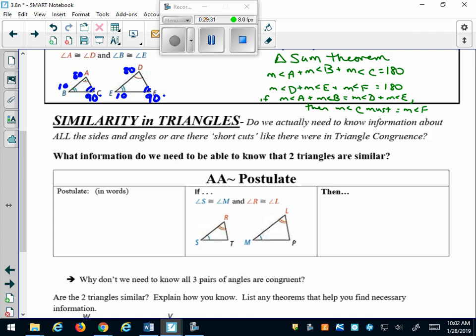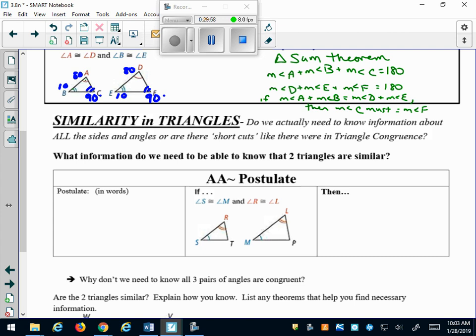So the same thing is going to happen with similarity. In order to prove 2 triangles are similar, you actually don't need to check all the angles and the proportionality of all the sides. There's shortcuts. Okay? So the first shortcut is called AA similarity postulate.